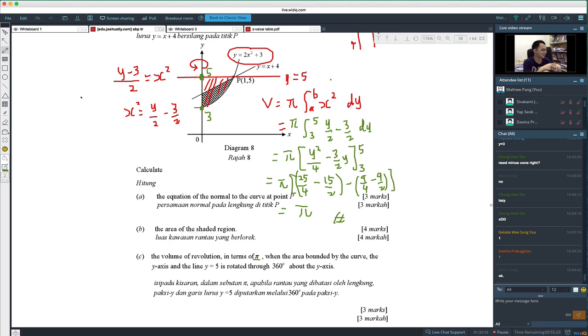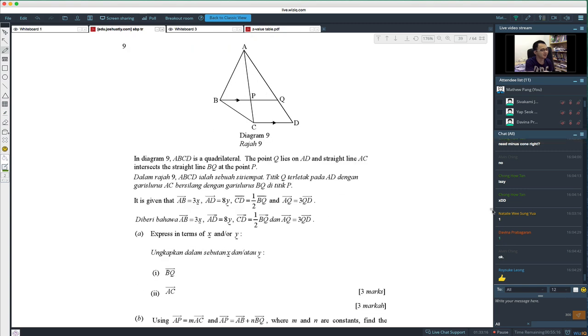Okay, so move on. This is a vector question. For this vector question, I will write down all the information I have. First, I know AB is equal to 3x. I always draw the arrow because it's so important to draw the arrow on vectors, because in the opposite direction you will get a negative value. Alright, AD, from A to D, will be 8y. That means the total here will be 8y.